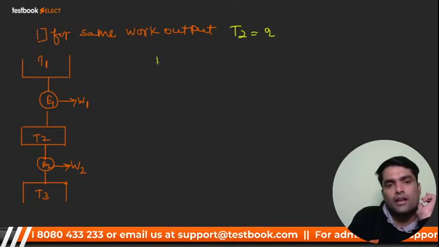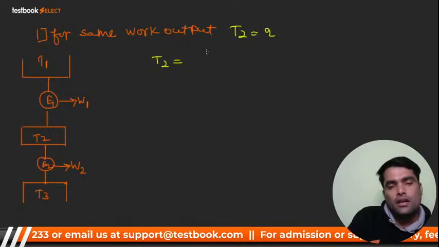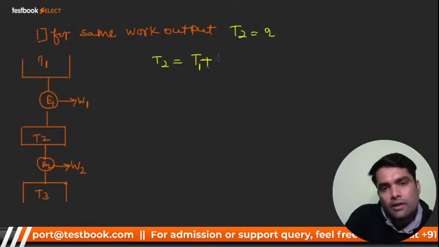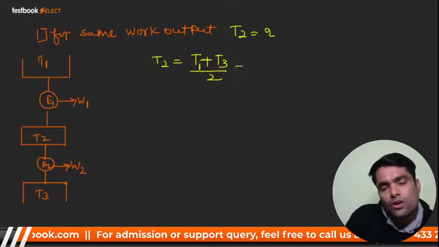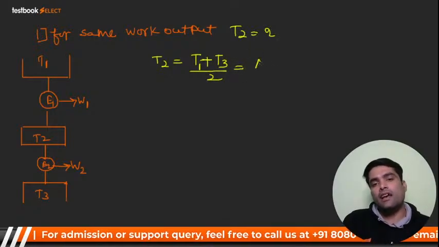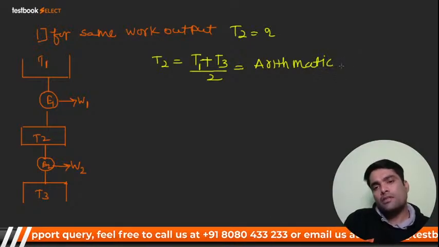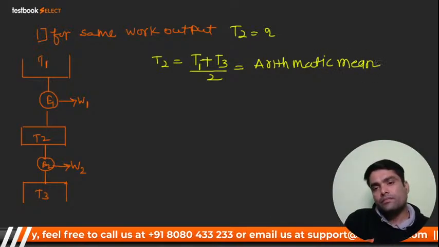T2 will be what? My dear, at that time T2 is nothing but (T1 plus T3) by 2, that is T1 plus T3 by 2, and you can say arithmetic mean. क्या है? Arithmetic mean होता है. बच्चा, ये arithmetic mean है.